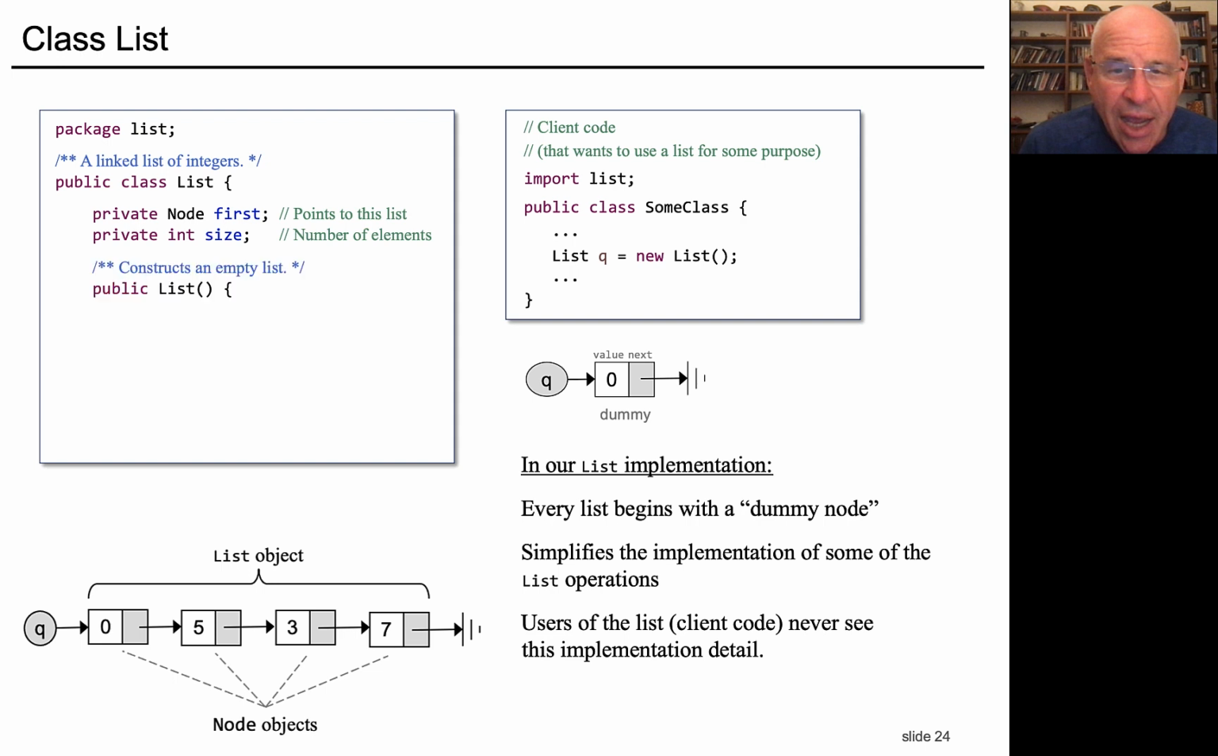Here's the constructor of an empty list. I start with a dummy node as I promised. So I always create a node that contains 0 at the beginning, and first is going to point at this dummy node, and the size of this list is 0. So I just created an empty list. And then I'm going to have a few more methods, of course.